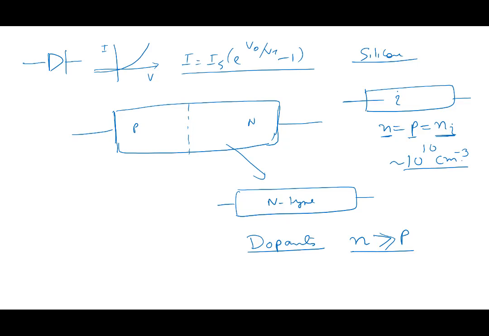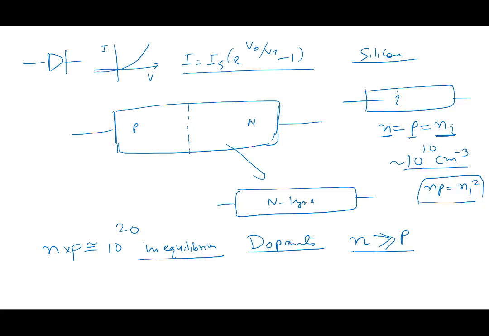Now, do you also remember the relationship, in a semiconductor at equilibrium, np equals ni squared? Which means that n times p in a semiconductor is going to be, since ni is 10 to the power 10, roughly 10 to the power 20 in equilibrium. np is equal to 10 to the power 20.